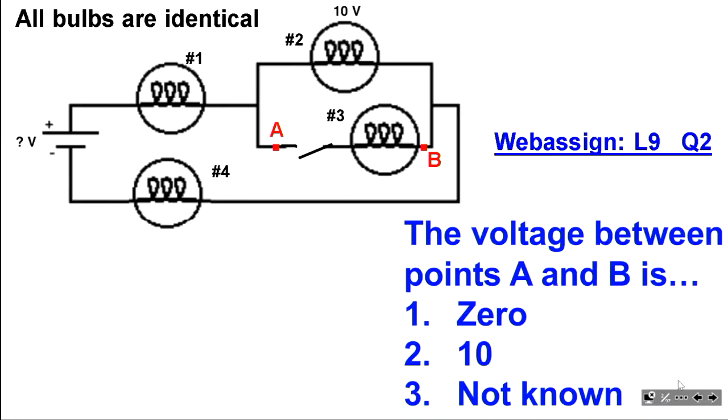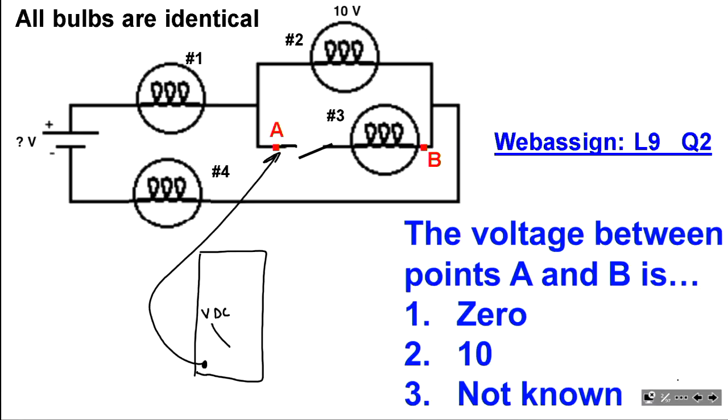Measured between 2 points. And the points here are A and B. So if you connect a multimeter, you actually can draw. Drawing always helps to visualize what is happening. So we have a multimeter. We set it to measuring voltage DC and have 2 wires. And that's it. And we read the number.